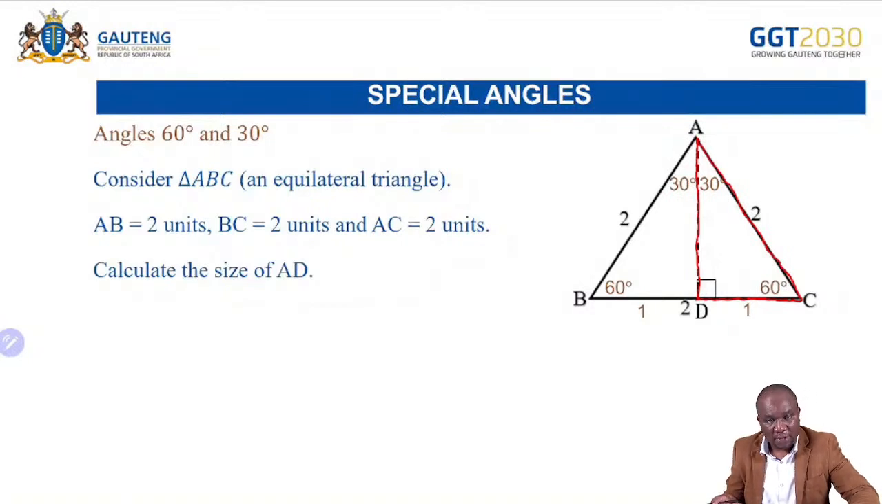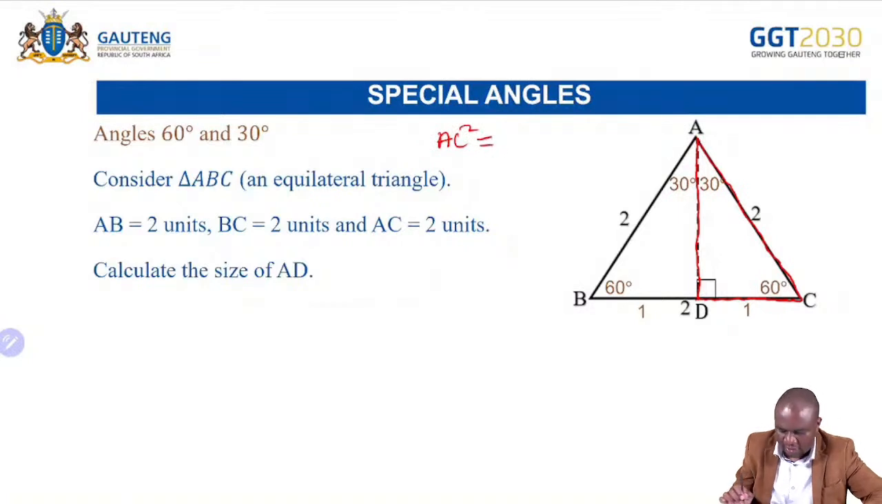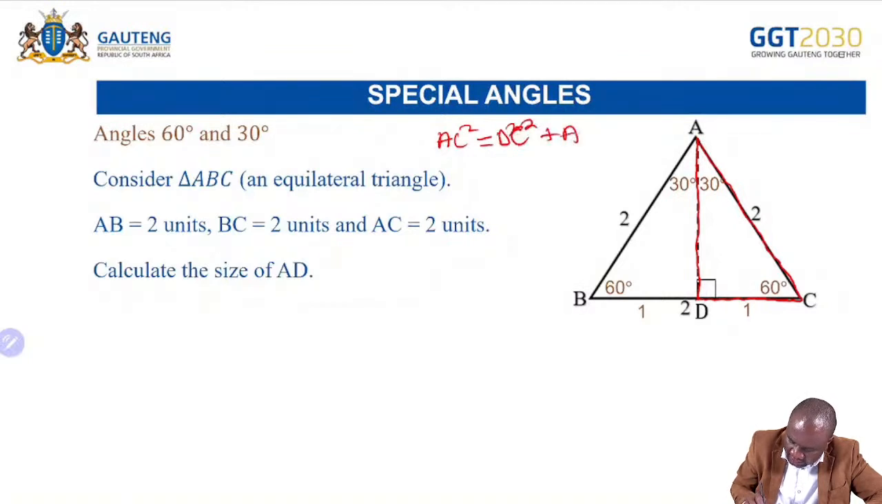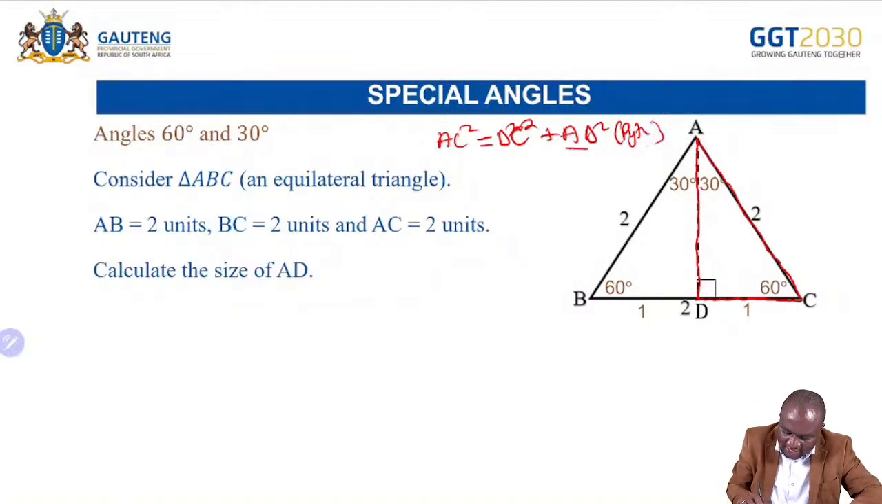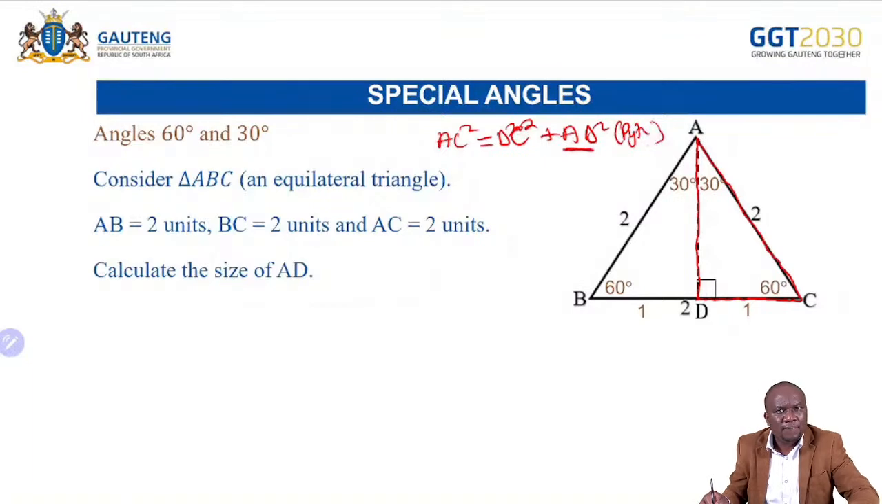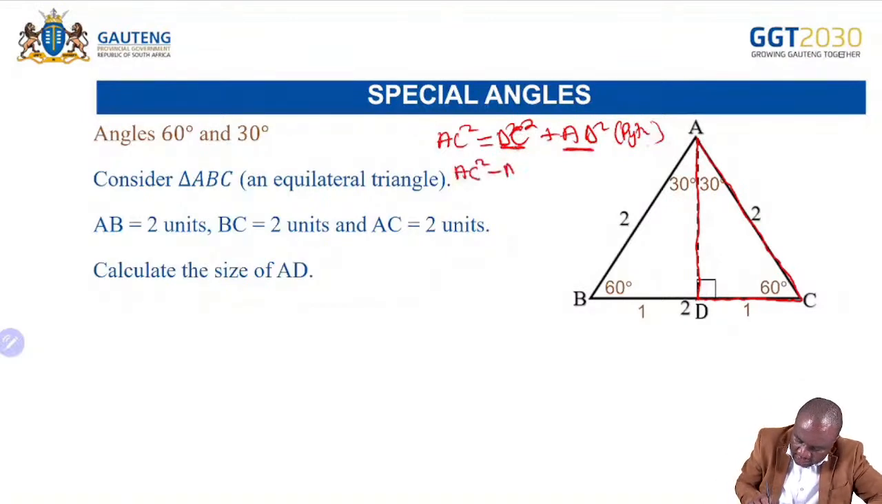We use the Pythagoras theorem. And the Pythagoras theorem does not change. It's always the hypotenuse, which is AC squared, is equal to the sum of the squares of the other two sides. So it's equal to DC squared plus AD squared. And then you write your reason, Pythagoras. Let me just write P because of space there. And then we want AD squared. So what must we do? We must subtract DC squared from both sides of the equation. So it's AC squared minus DC squared is equal to AD squared.